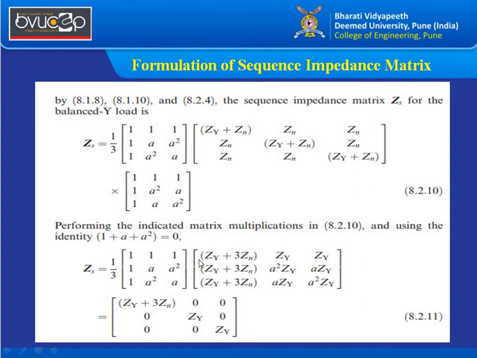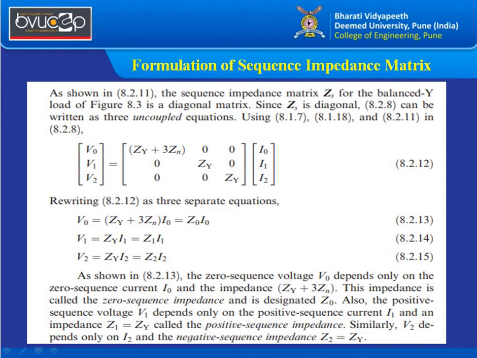So when we substitute here, we have to multiply this particular matrix. This and this matrix is multiplied, we get this matrix, and then when we multiply this matrix, we get this overall matrix. So if you observe, this is going to be a sparse matrix where most of the off diagonal elements are 0. The more zero elements there are, we call it a sparse matrix. Only the diagonal elements are non-zero. This is very important to note down. So the sequence impedance matrix is always a diagonal matrix which has three uncoupled equations, as I have mentioned.